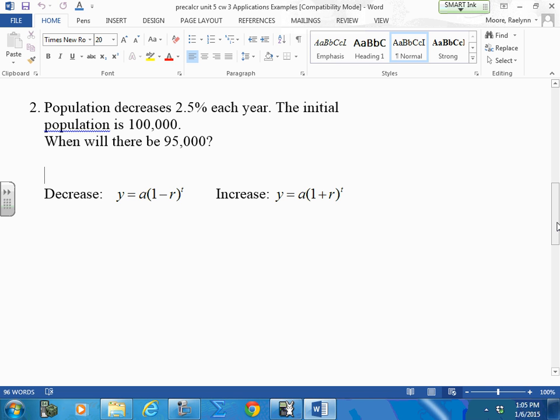The population keeps decreasing. You know what? The one city around here that's doing really well and growing is Middletown. Yeah. I don't like Middletown.